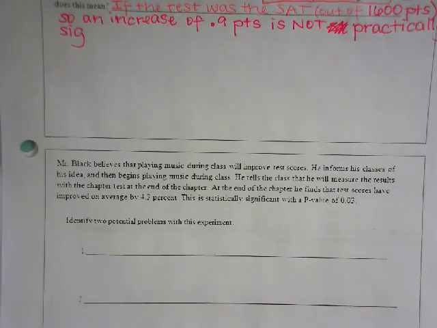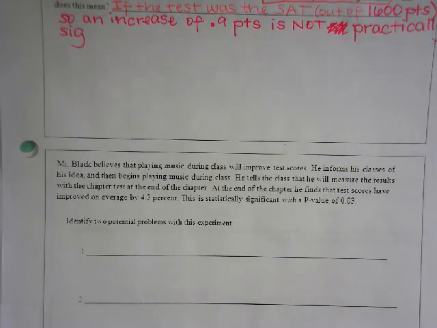What are two problems with Mr. Black's experiment? He told them. What is that called? Bias. Yes, but it's got an actual name.